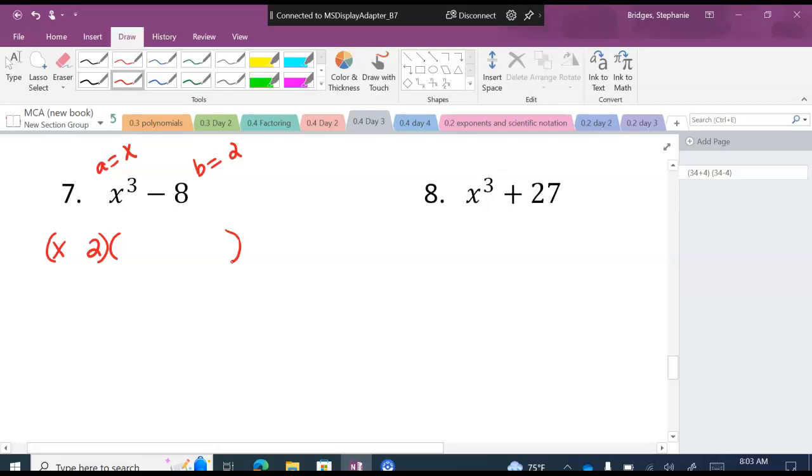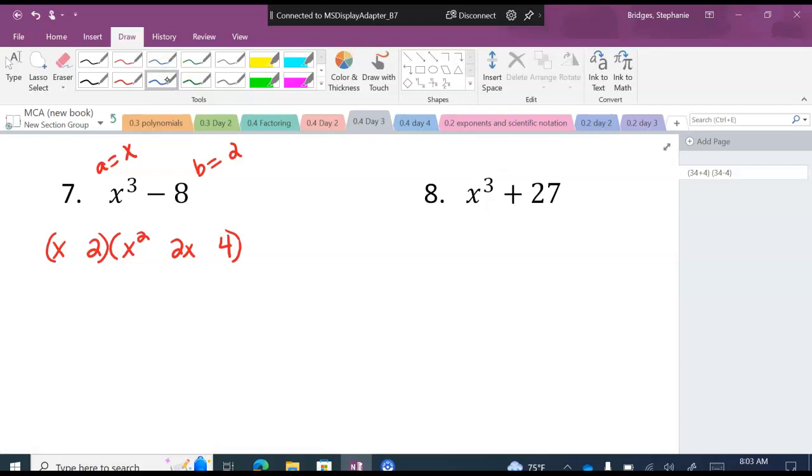The first one is A squared. So if I square x, I get x squared. That middle term is my A times my B. What is x times 2? 2x. That goes in the middle. And then my last term is B squared. What is 2 squared? 4. Okay, so I filled in the A's and the B's: A squared, A times B, and B squared.